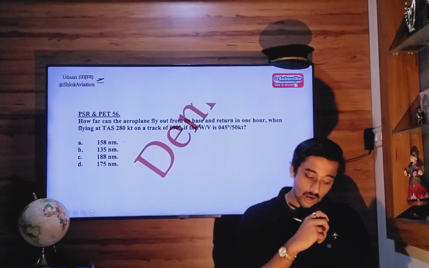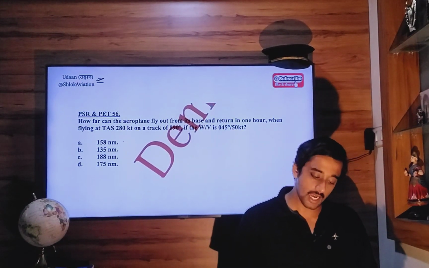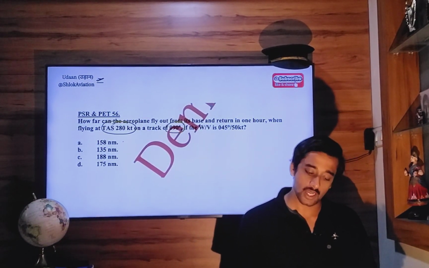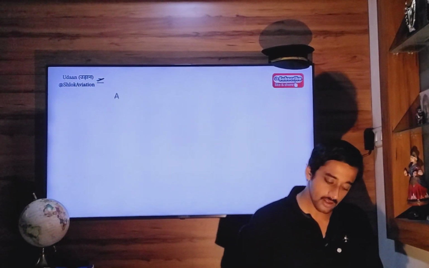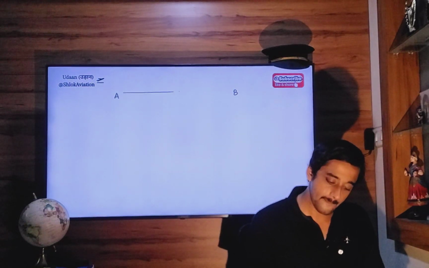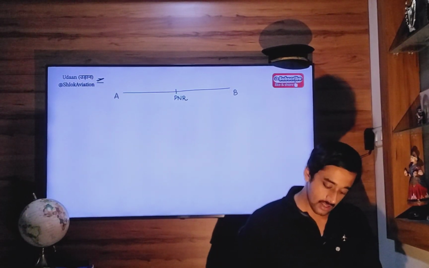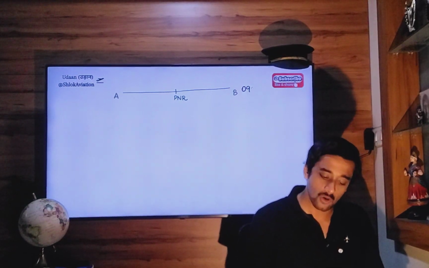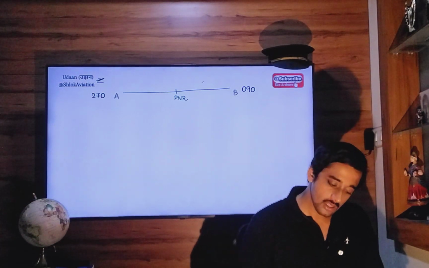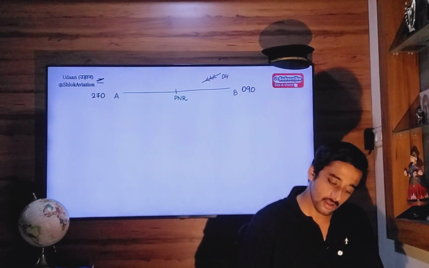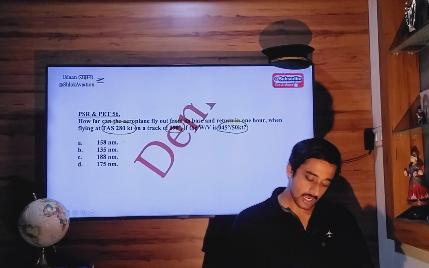56. How far can the airplane fly out from its base and return in 1 hour if its TAS is 280 knots, track is 090, winds are 045 at 50? So this is your point A, this is your point B, this is your point of no return. Now outbound track is 090, homebound track is 270, winds are 045 at 50 knots. Okay, that's 280.